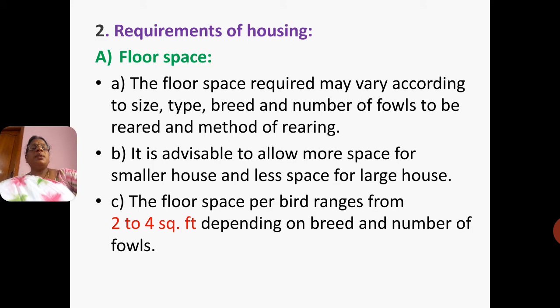Second one is requirements of housing. Under this, A. Floor space. The floor space required may vary according to size, type, breed, and number of fowls to be reared and method of rearing. It is advisable to allow more space for a smaller house and less space for a large house. The floor space per bird ranges from 2 to 4 square feet depending on breed and number of fowls.